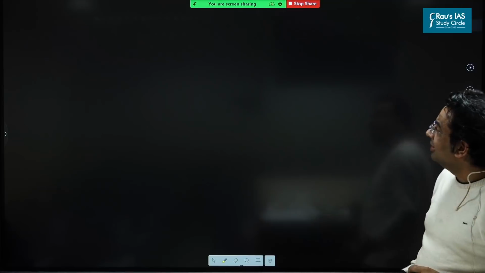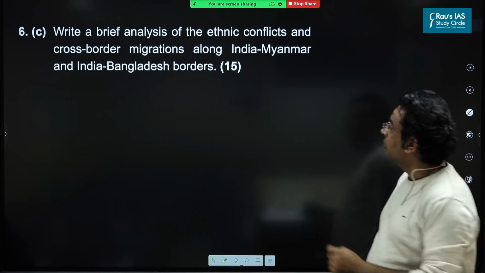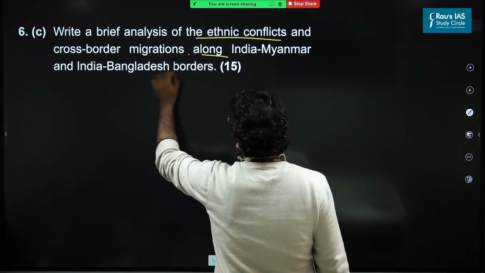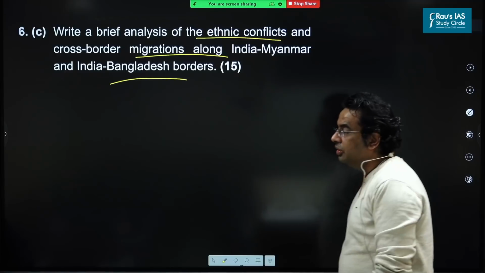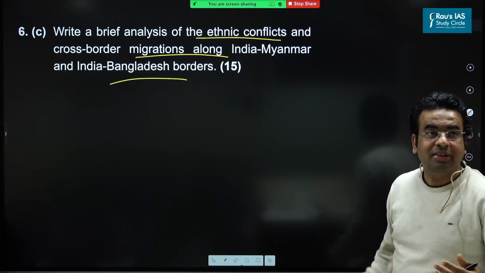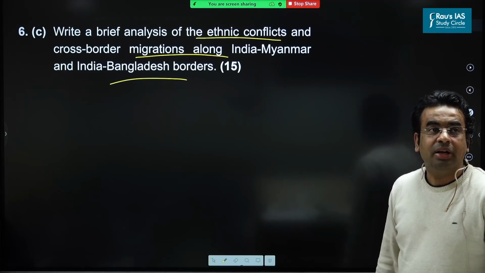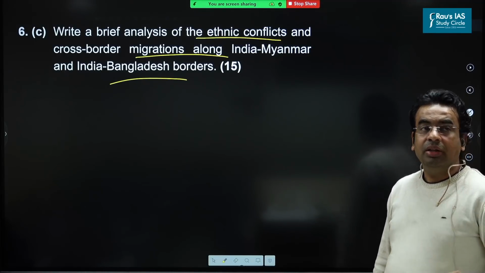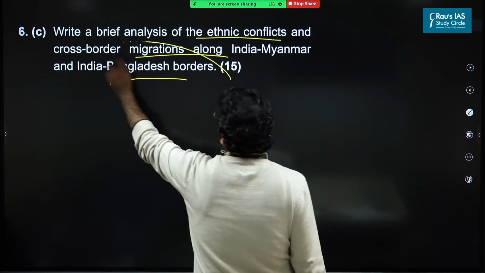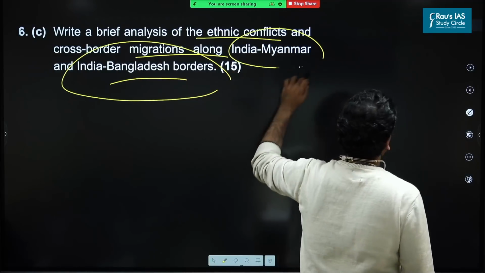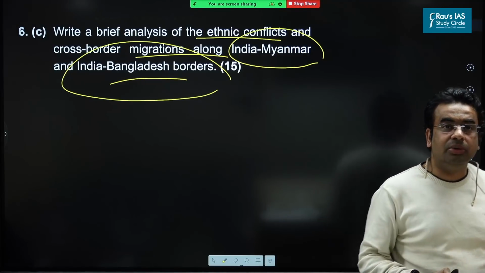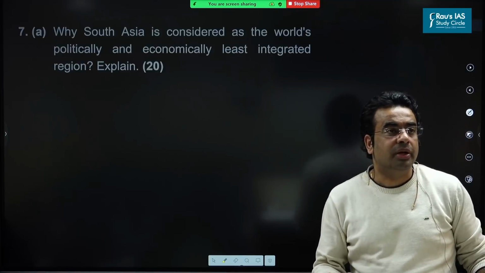So next is brief analysis of ethnic conflicts. The same question could have been there in internal security, and if you are aware of the issue of Northeast insurgency, you can easily write an answer for this question. And this is the reason why we need pro-Indian governments in Bangladesh and Myanmar, the reason why India is not that critical to the military leadership of Myanmar.